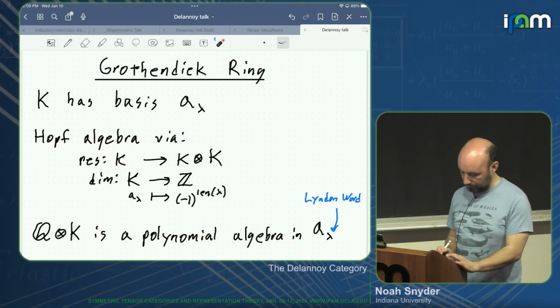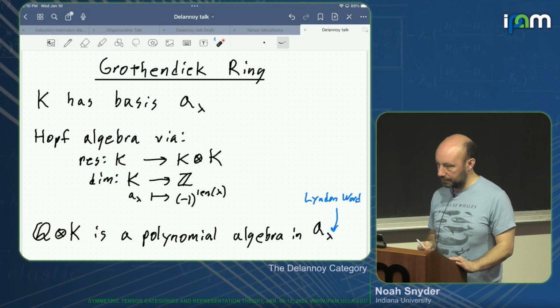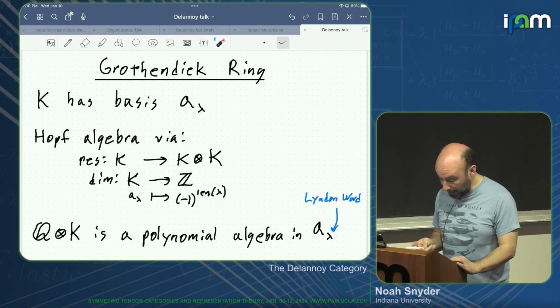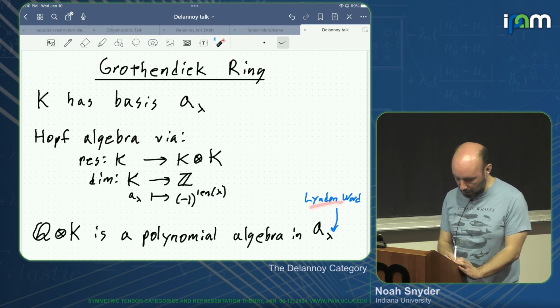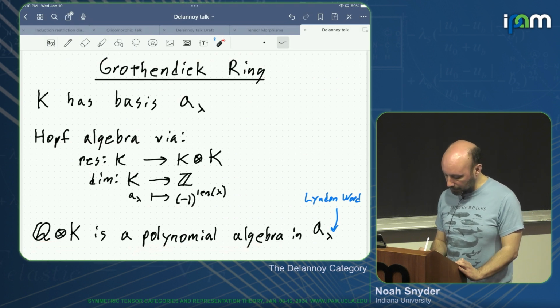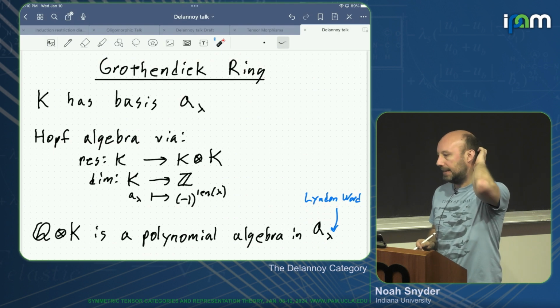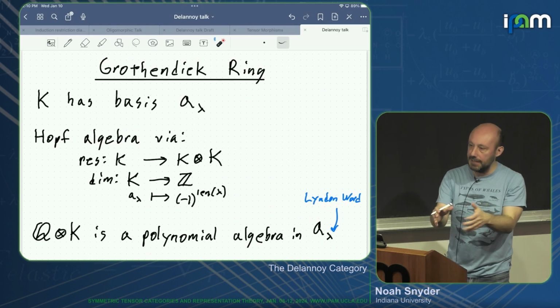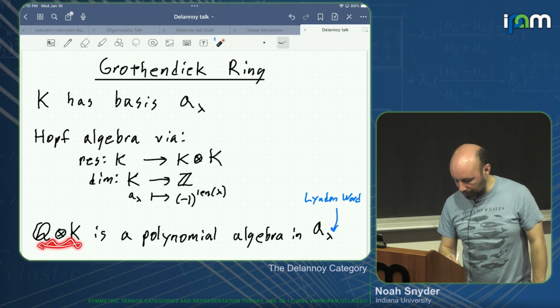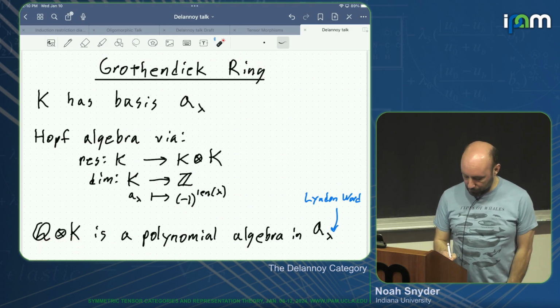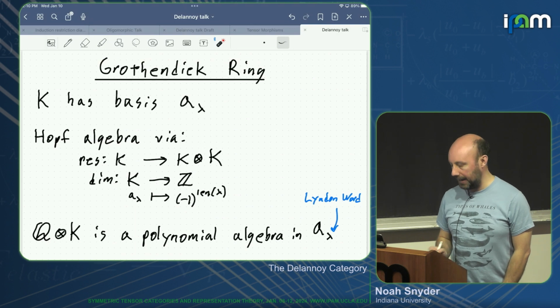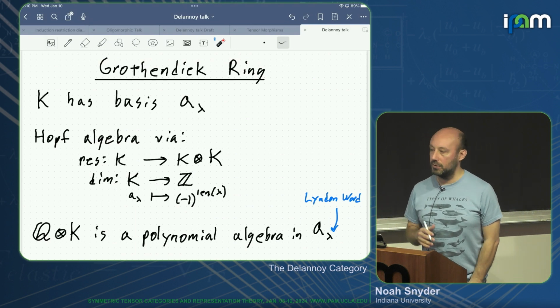So you say it has a basis A lambda, and then you say it's a polynomial algebra in A lambda? This is in special A lambdas, yeah. If you tensor with Q, it actually turns out it's a polynomial algebra in certain A lambdas where there's some combinatorial condition called being a Lyndon word. If you restrict to just the Lyndon words, then the rationalization of the Grothendieck ring is a polynomial ring in those generators.